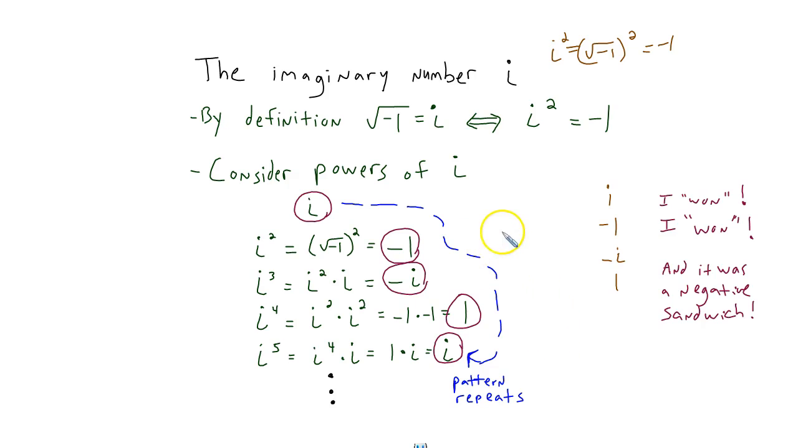And you can remember this modular pattern with the mnemonic device, "I won, and it was a negative sandwich, right? I won," and sandwiched in between those two in the middle are negatives. And that's this pattern, i, -1, -i, 1.